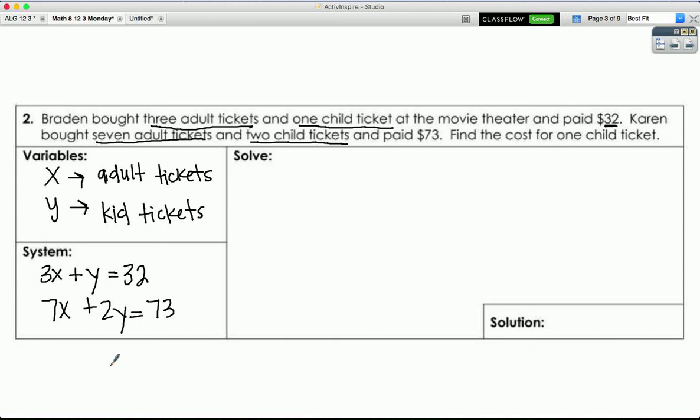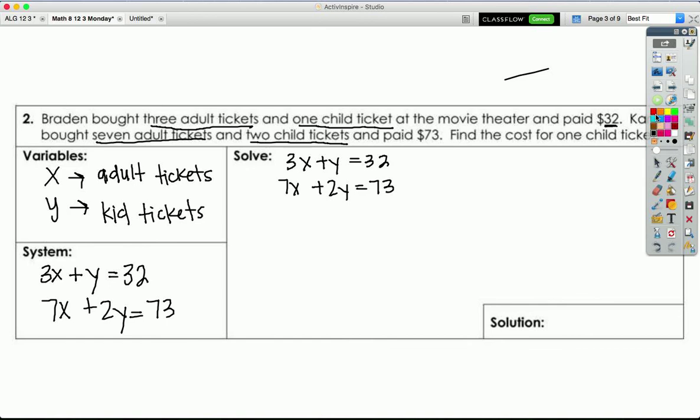So one equation was about Braden's and the other one was about Karen's. Now we need to solve it. So I'm going to rewrite it kind of small up here. And again, we get to pick the method. I would probably either use substitution or elimination. Okay, so if we want to do elimination, I have to make it cancel. Right now the X's don't cancel out and the Y's don't cancel out.